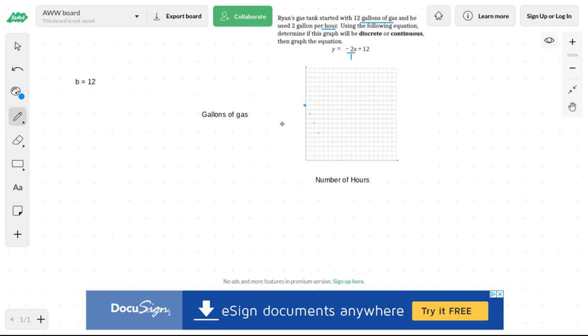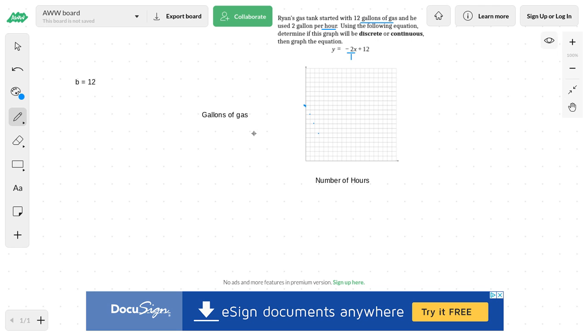Now I'm going to look at gallons of gas. Can I break gallons of gas down into fractions or decimals? Well, yeah, that makes sense too, because it's not like every time I turn my car on, I drop a whole gallon of gas. I drop a little bit. Every time I drive, I drop a little bit. So this example is going to be continuous, and I want to explain why. It's continuous because both gallons and hours can be broken down. If even one cannot be broken down, you have to choose discrete.